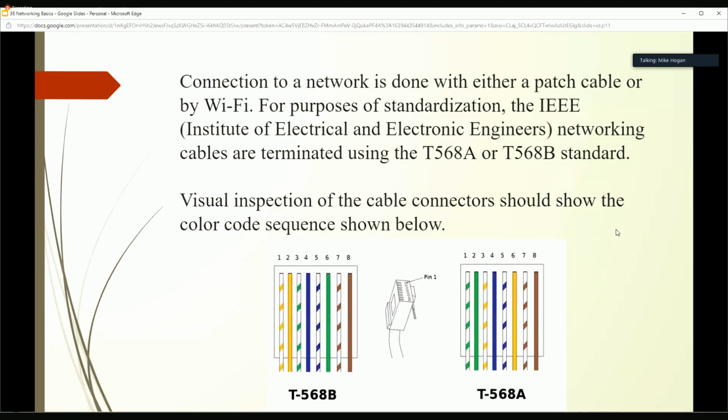Looking at some cabling, here we have 568A and 568B. These are identified as standard patch cables, IEEE. If you look at the visual down below, you can see the difference in the 568A and the 568B in terms of the color code.